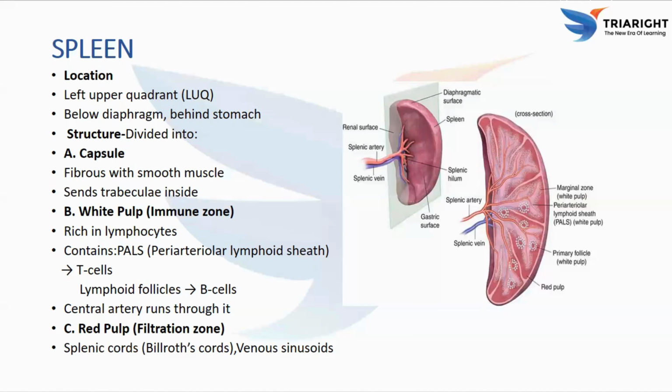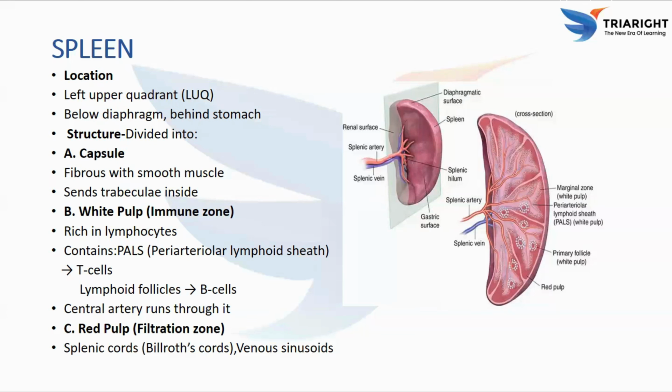RBCs squeeze through narrow slits. Old or damaged RBCs fail to pass. They are destroyed by the macrophages. So what is the function of the red pulp? It filters the blood. It removes the old RBCs. It destroys the pathogens and it stores the blood.